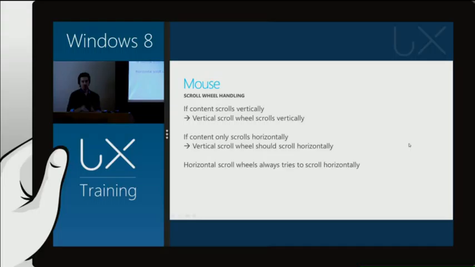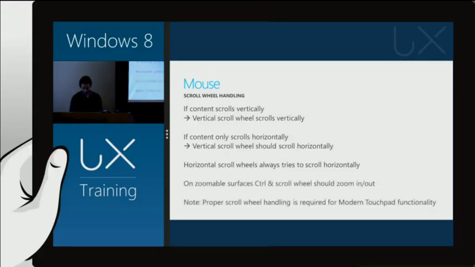And then if you have one of the fancy mice that actually has a horizontal scroll wheel, then that should just always try to scroll horizontally as well. So like I mentioned, control scroll wheel can be used for zooming as you expect from earlier as well. Just a note on this is that if you make sure that your app works properly with scroll wheels, it will also work great for the modern touchpad.